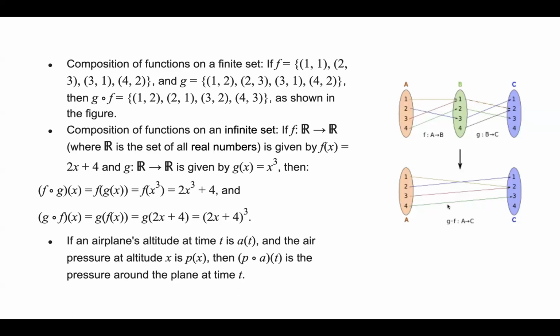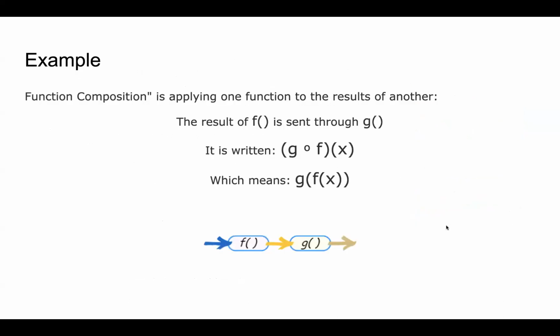Getting it? This is the composition. Then the same case with 4 of A to 2 of B, and 2 of B goes to 3 of C. So this 4 of A will directly go to 3 of C, like here. 4 of A is directly going to 3 of C. It is nothing but the composition of functions.